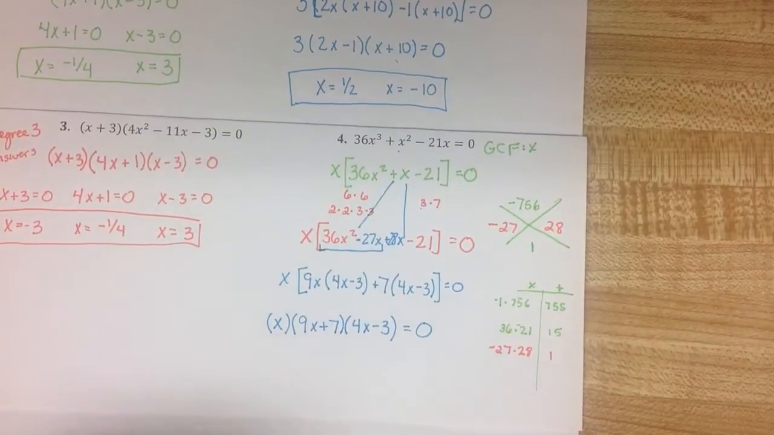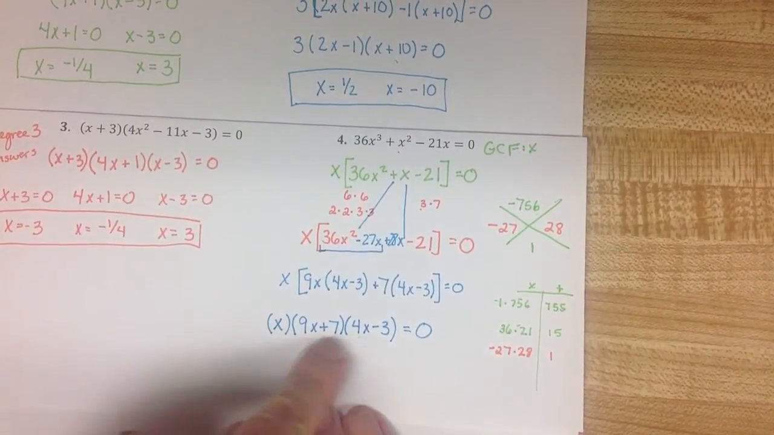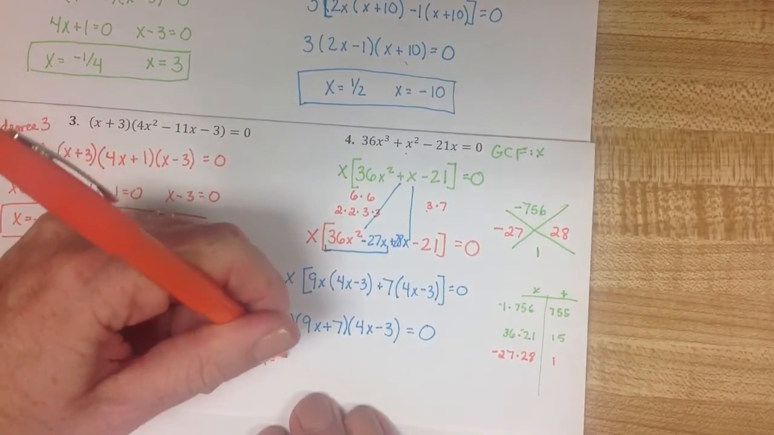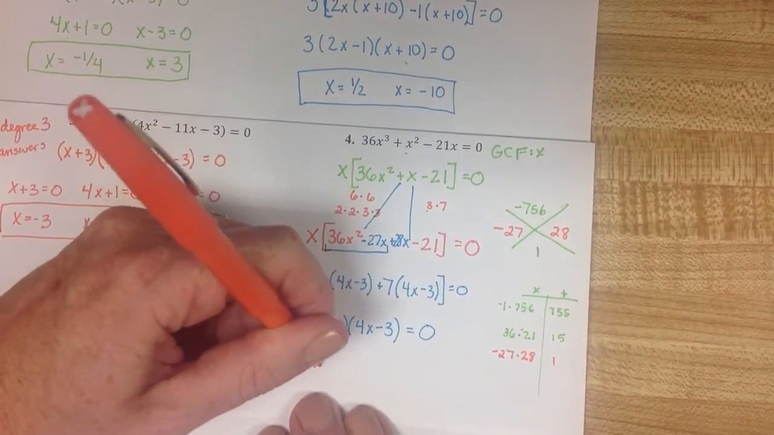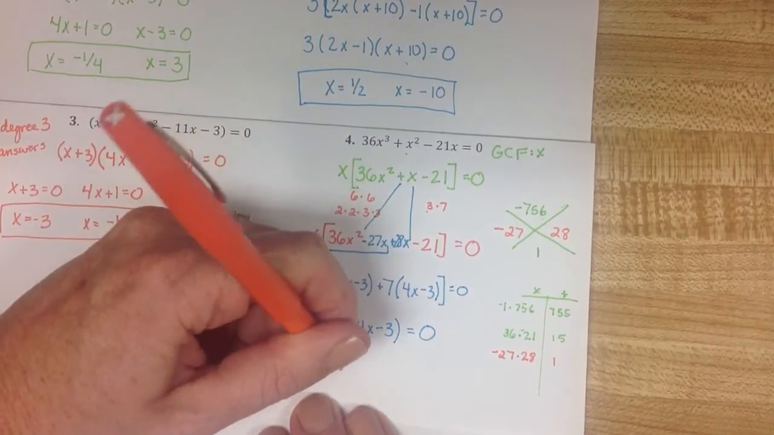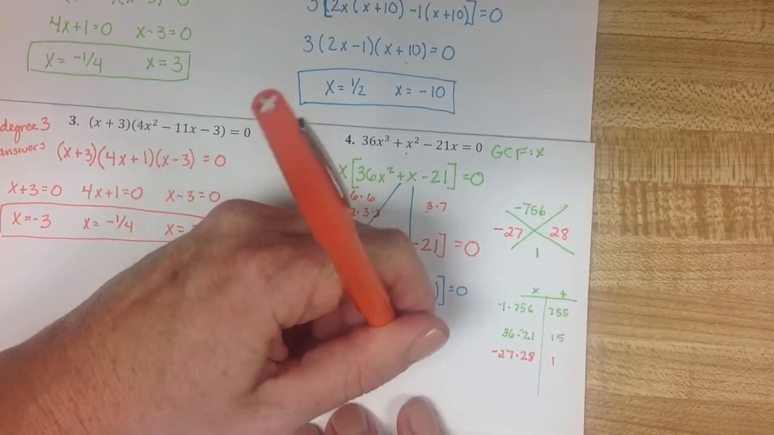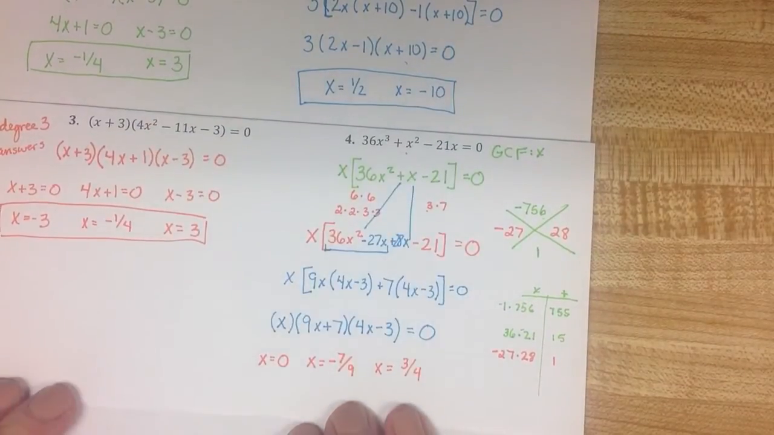equals 0. Then looking at each one of those individual factors set equal to 0, I'm going to get x equals 0, x equals a negative 7/9, or x equals 3/4.